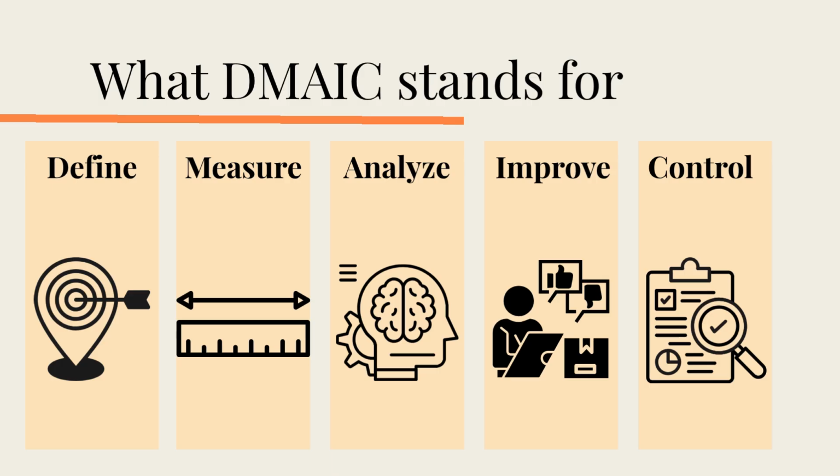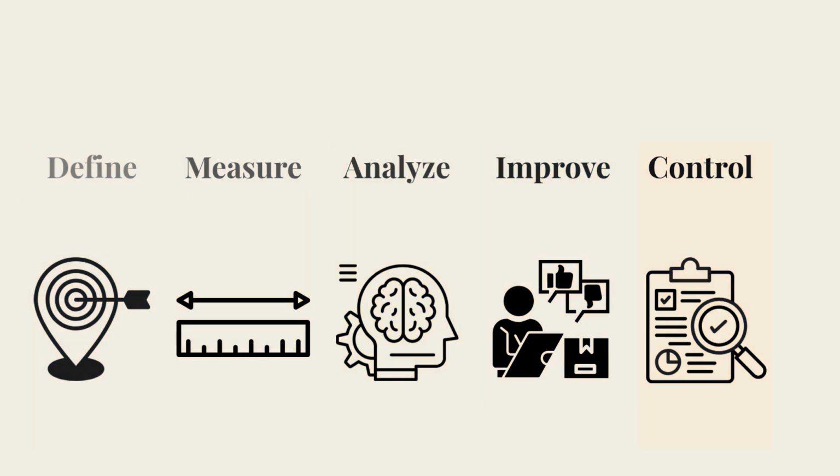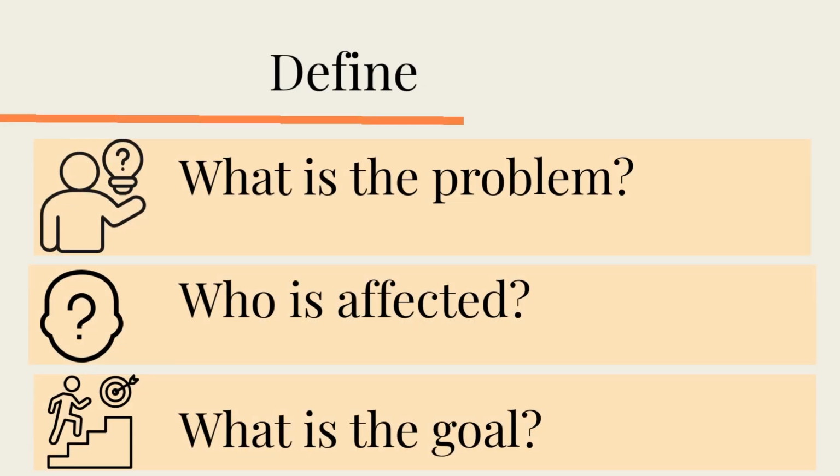DMAIC stands for Define, Measure, Analyze, Improve, and Control. Think of it as a step-by-step method to find problems, fix them, and make sure they don't come back. In the define phase, we clearly understand the problem, what's happening, who it's affecting, and what we're trying to improve.